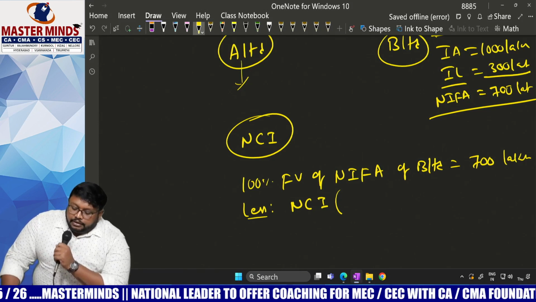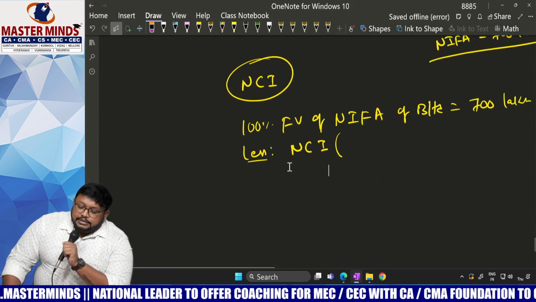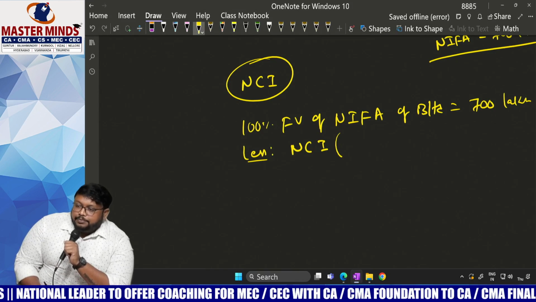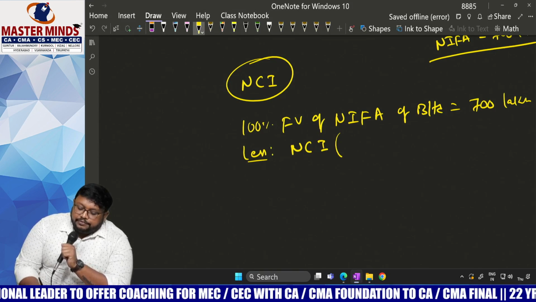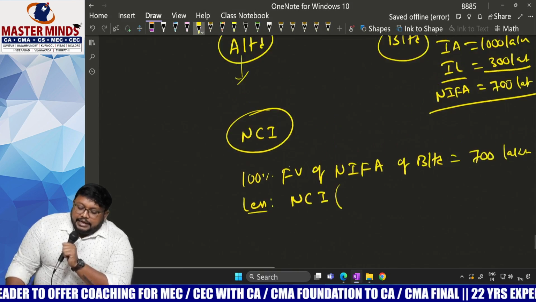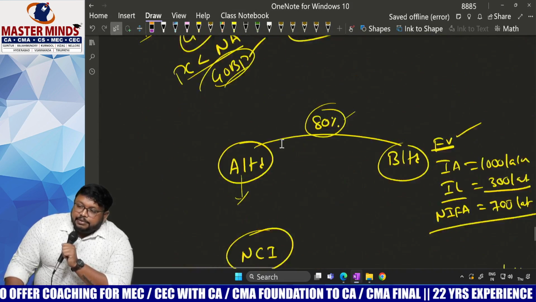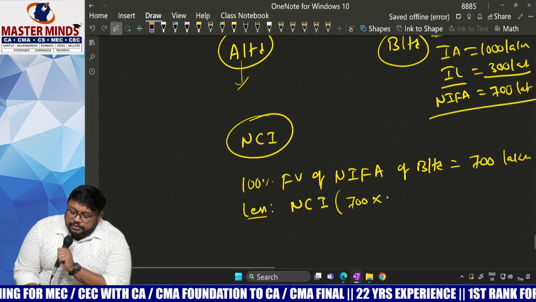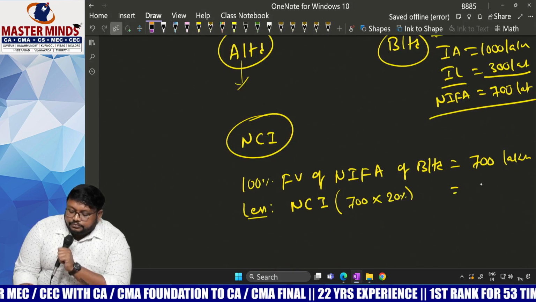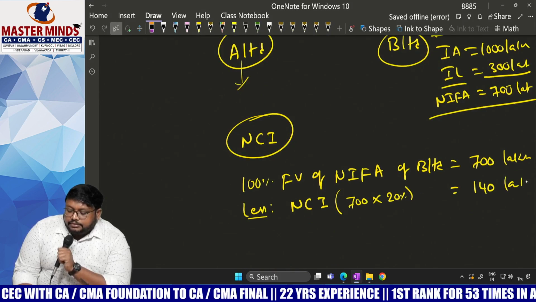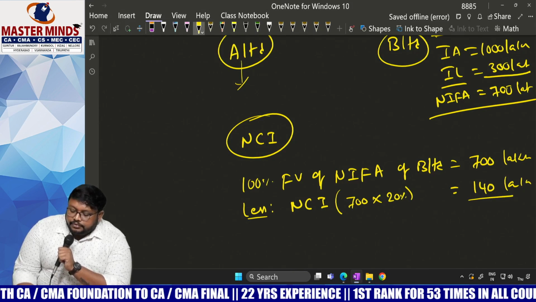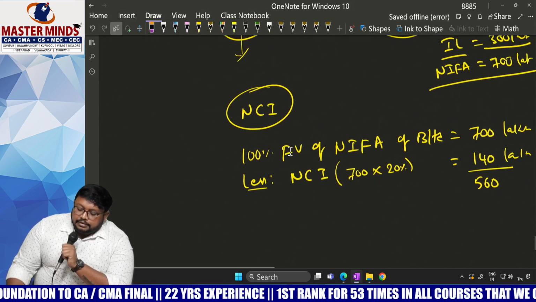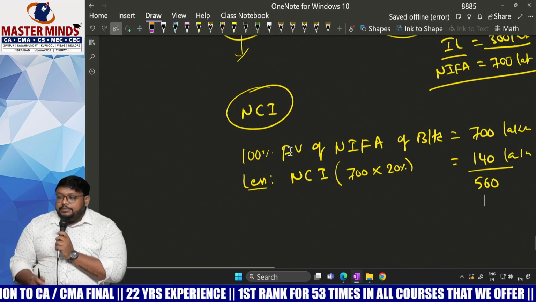So proportionate share in the net assets basis means, what is net assets? 700 lakhs, that is 100% value. Proportionate, how much is there for NCI? 80% acquirer is having, means remaining 20% is NCI. So 700 lakhs into 20%, 140 lakhs. How much balance? 560 lakhs. Can I say this is the share of A Limited?